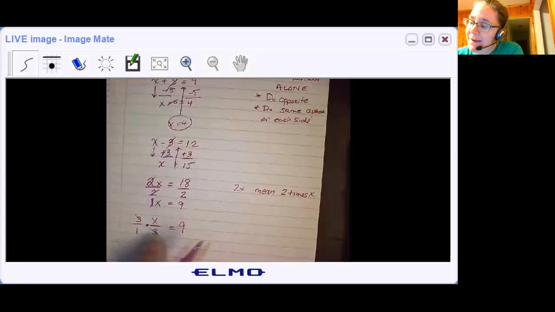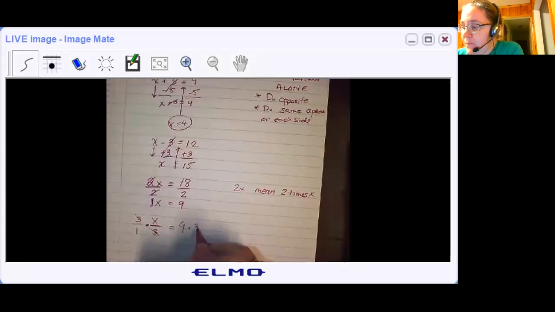Now, if I multiply the left by 3, what do I have to do to the right? I have to multiply it by 3. So something divided by 3 is 9. That something is 27.